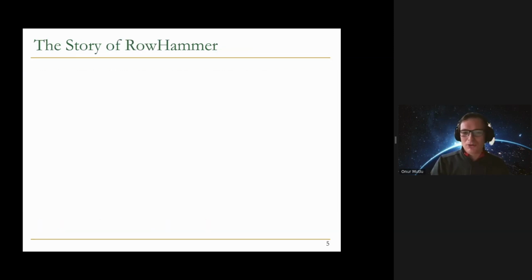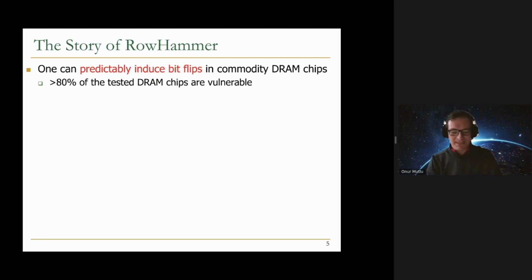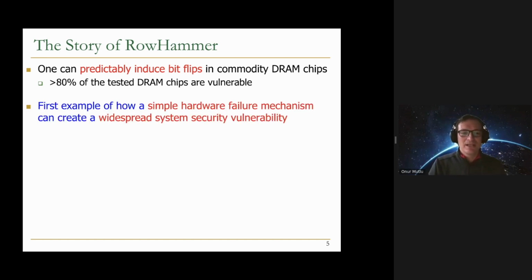So Rowhammer is one example of this bit flip that may be affecting critical infrastructure. So what is Rowhammer? It's essentially the fact that you can predictably induce bit flips in commodity DRAM main memory chips today. And more than 80% of the chips that are out in the field are vulnerable. This is, in my opinion, as far as I could find, the first example of how a simple hardware failure mechanism can create a widespread system security vulnerability. And I'd be happy to see other examples of this if you have something in mind.